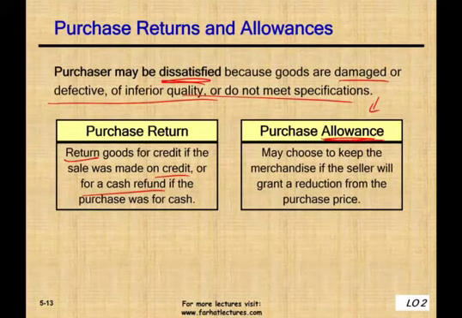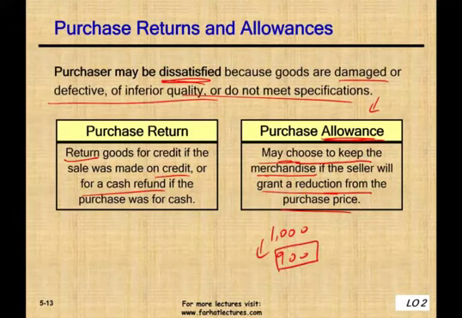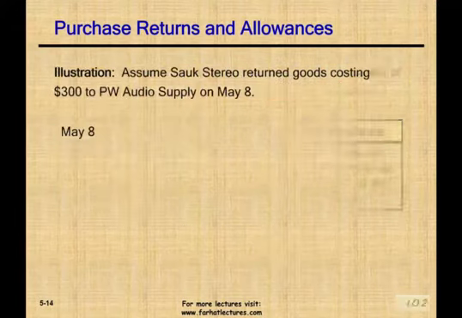What is a purchase allowance? It's a reduction in your bill. So you may choose to keep the merchandise if the seller would grant you a reduction from the purchase price. So you bought something for $1,000, and the seller said, keep it, and you're only responsible for $900. What they did is they gave you a purchase allowance.